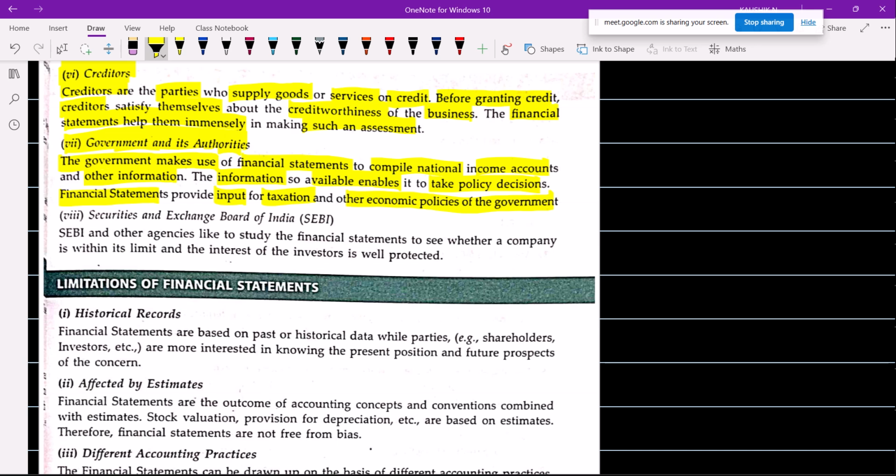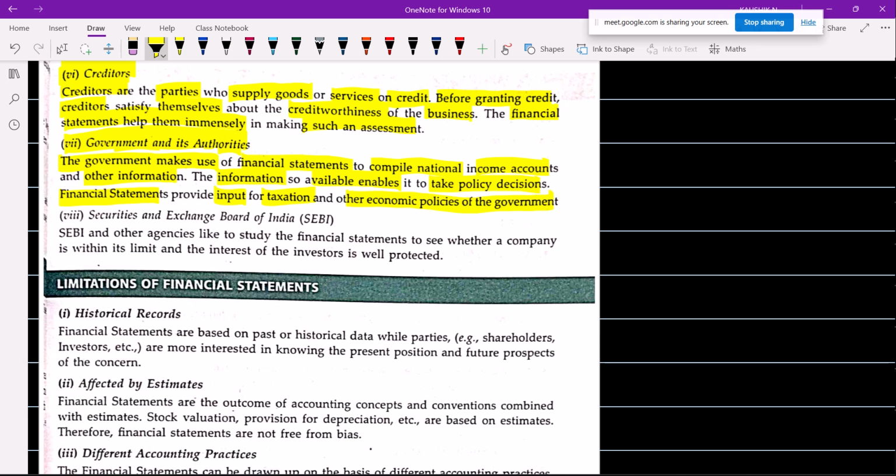And not only that, the information which has been available will enable the government to take some policy decisions, decisions on a policy basis. And it also provides an input for the taxation. That is, whether the taxes have been paid promptly or not, or how much tax is to be collected so far. All these will be provided from the inputs. And it will also be helpful for other economic policies of the government.